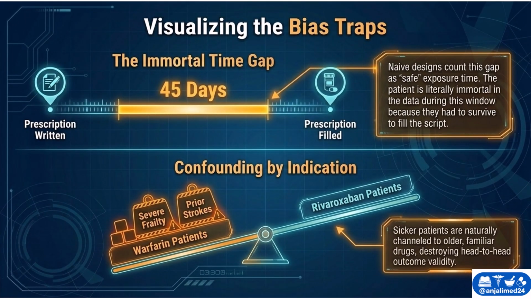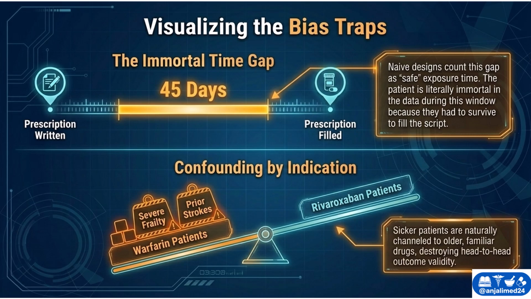Now let's visualize how these biases actually distort real world clinical research findings. First is immortal time bias. Imagine a prescription is written today, but the patient fills it 45 days later. In many naive study designs, that entire 45-day gap is incorrectly counted as exposed treatment time. But the patient had to remain alive and event free long enough to even fill the prescription. That means the study unintentionally creates an immortal period where bad outcomes cannot occur, making the treatment appear artificially safer.